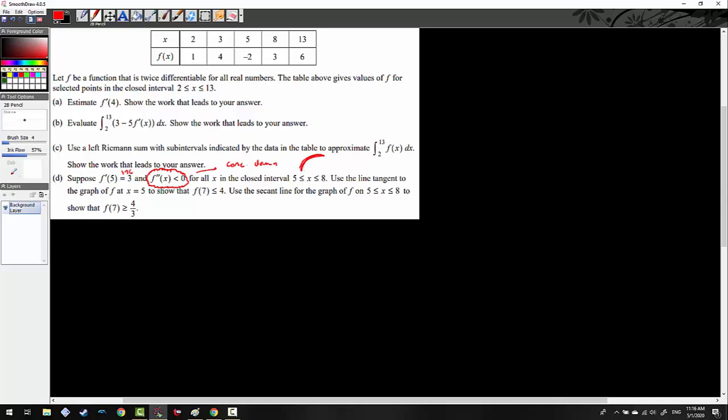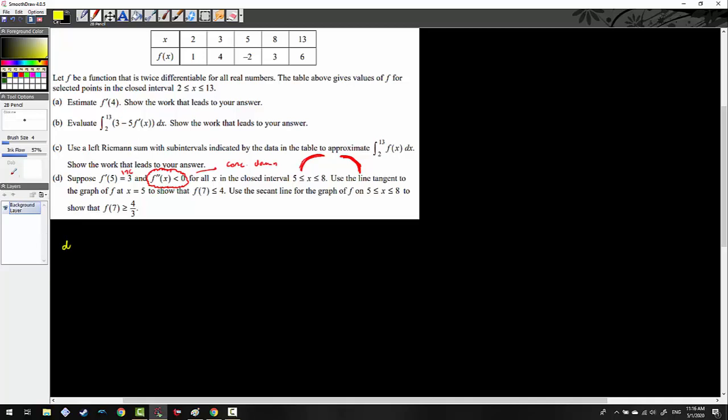And actually, from 5 to 8, we don't know exactly what's happening, but we do know that we're definitely concave down. So it's possible that beyond 5 we could be decreasing, but as long as it's concave down, it doesn't really matter what's happening. And that's going to play more of a role in the secant line part of the question. But concave down really is the piece that you need to pay attention to.